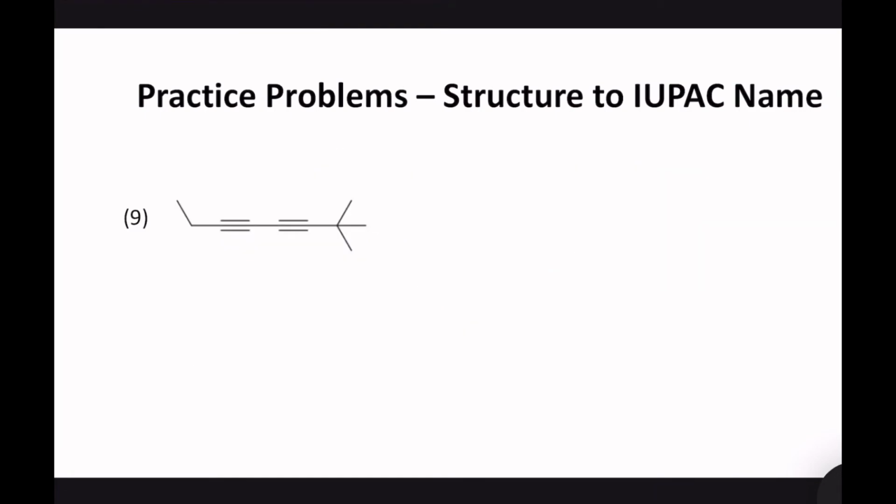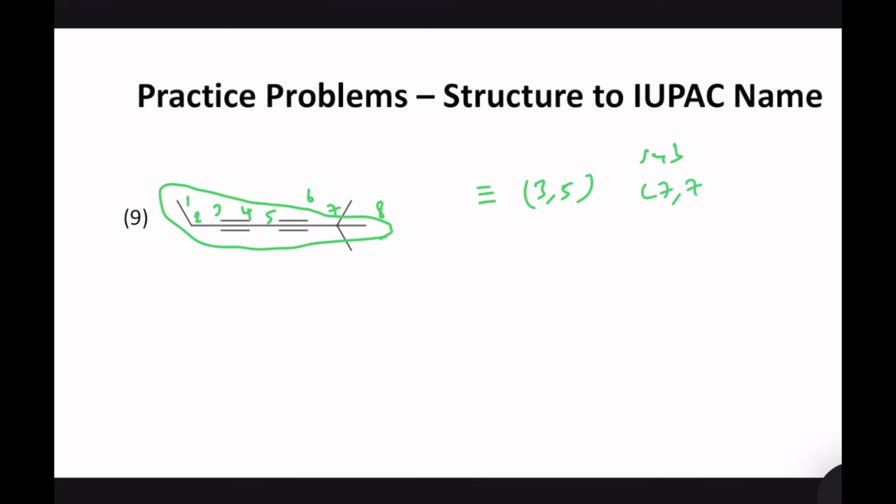Let us look at example number 9. Here we have an alkadiene. Our long continuous carbon chain is this one. If we start numbering from left to right, then 1, 2, 3, 4, 5, 6, 7, 8. The triple bonds are at 3 and 5 positions, and the 2 methyl substituents are at 7, 7 positions.